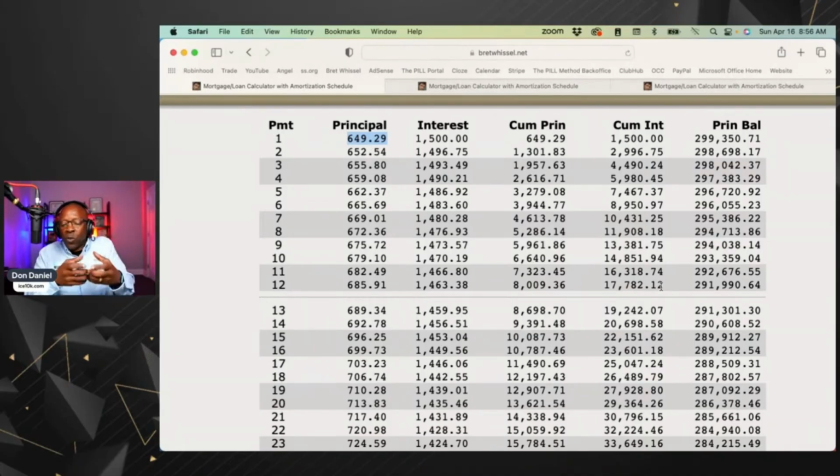And we think by a 20-year loan, we're going to pay a lot less interest. But in this case, it's $17,000 in interest, $17,782 in the first year. Let me show you what it costs to pay it down in the first year on a 30-year loan.